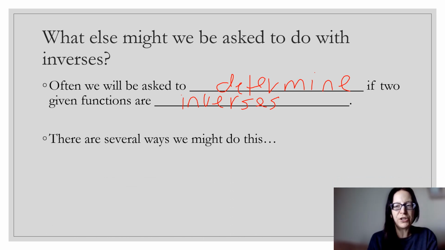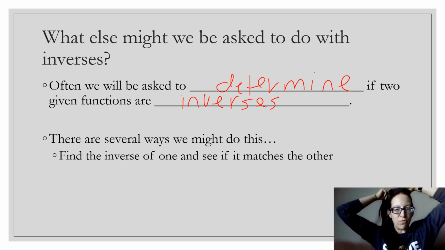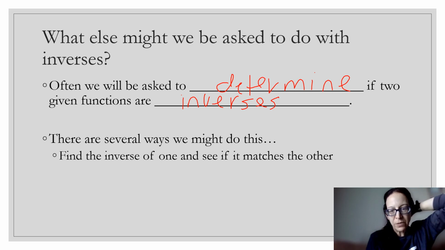There are several ways that you might do this. One of the ways is to find the inverse of one and see if it matches the other. If you know how to find inverses, then you can just pick one of the functions, find the inverse, and if it matches the other one, then you know that they're inverses. There's absolutely nothing wrong with determining the answer to that question that way.